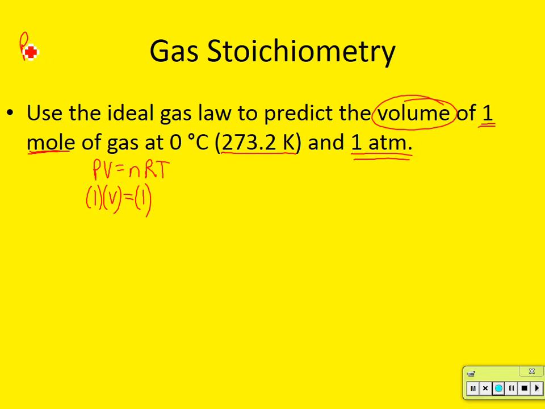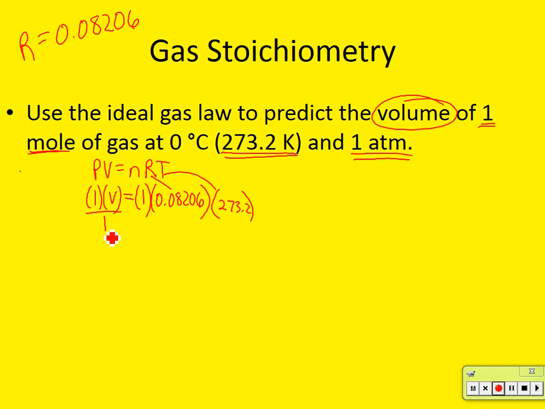Now R is called the universal gas constant. It always equals 0.08206. And that's as long as we're using atmospheres of pressure, liters for volume, moles, and Kelvin as a temperature. All right, so that's R. Now let's plug in T. What does T equal in this problem? Yeah, always make sure we're in Kelvin, so it's 273.2. All right, now we have an equation with one unknown. To get V by itself, what would you do? Hopefully, you would divide by 1 on both sides. Over here, 1 divided by 1 is 1.